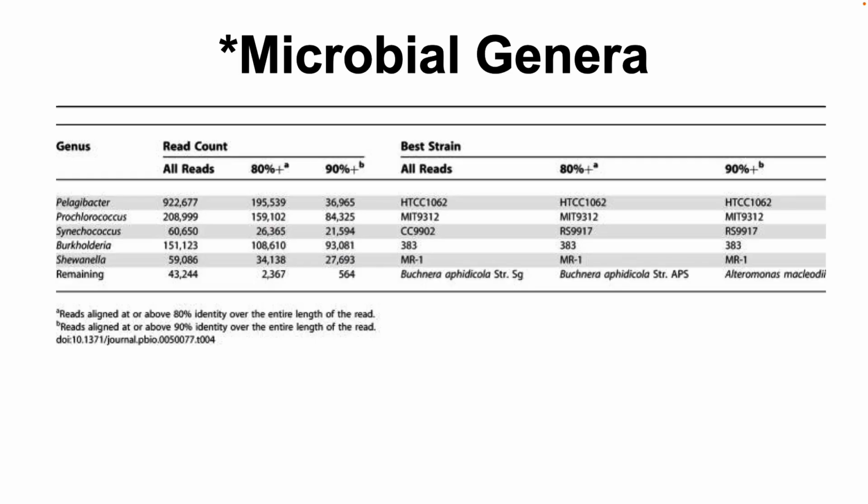Going back to the Sorcerer II data, the results had many implications, but I'm going to focus on just one. 5 major genera make up the majority of the ocean: Pelagibacter, Prochlorococcus, Synechococcus, Burkholderia, and Shewanella. So now let's take a look at some of these organisms.